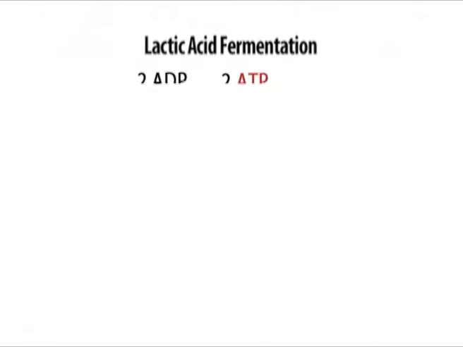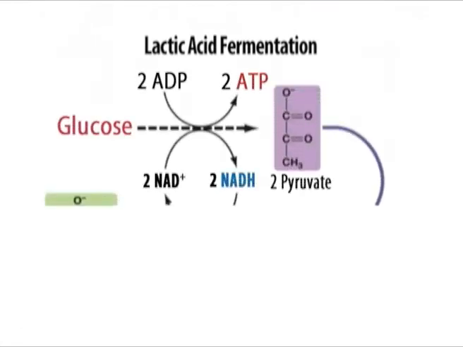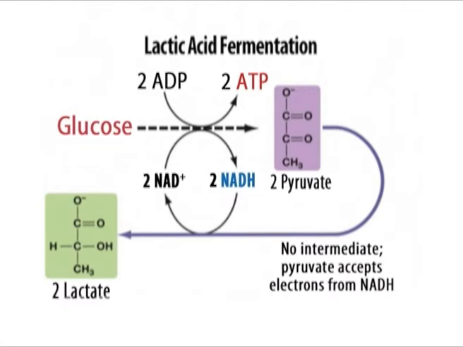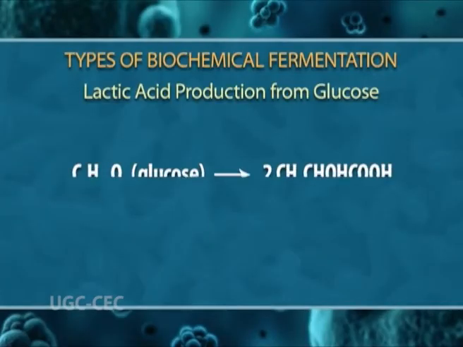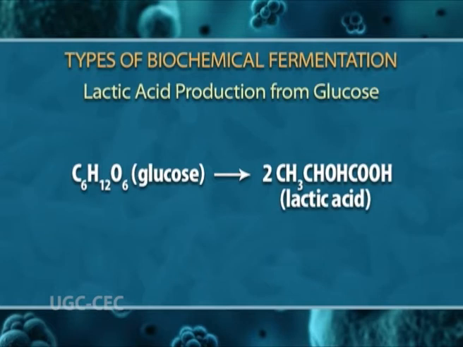The pyruvate molecules from glucose metabolism, glycolysis, may be fermented into lactic acid. Lactic acid fermentation is used to convert lactose into lactic acid in yogurt production. It also occurs in animal muscles when the tissue requires energy at a faster rate than oxygen can be supplied. The equation for lactic acid production from glucose is C6H12O6 (glucose) gives 2 CH3CHOHCOOH (lactic acid).